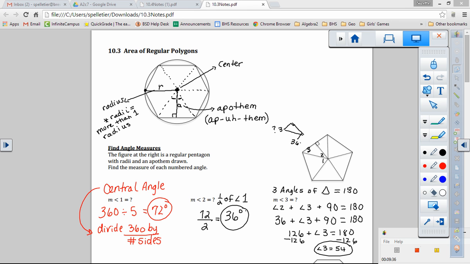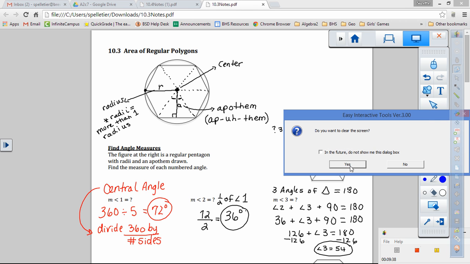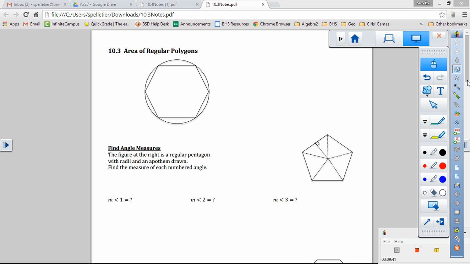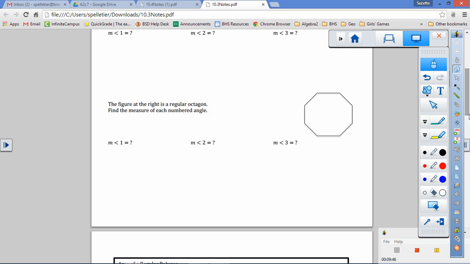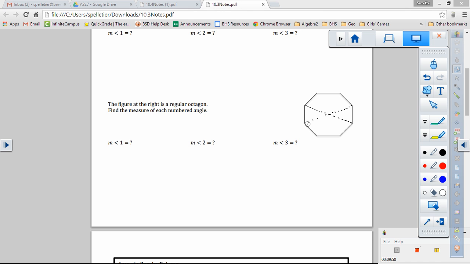So let's try that one more time. Let me scroll the page up, and we're going to find angle measures one more time. We really have to be quite good at this. So this time I'm giving you an octagon, and I'm going to ask you to find the angle measures. So here's what I want you to do. Go ahead and put in all of your segments to your corners, and they're all going to cross at the center. So there's my center, okay?